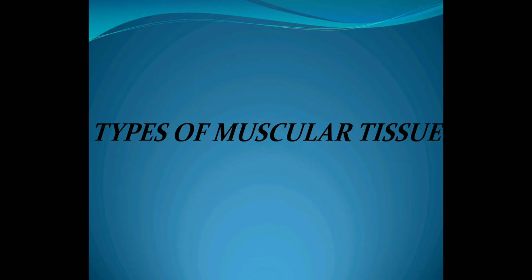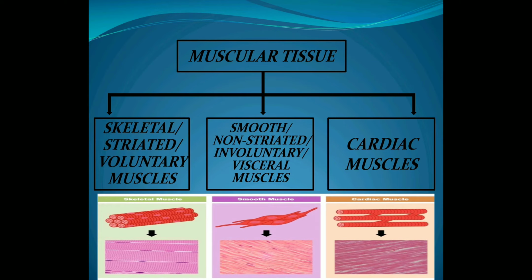Now coming towards types of muscular tissue. There are three different types of muscular tissue. They are skeletal muscles, or you can also call them striated muscles, or voluntary muscles. They are striated because they contain dark and light bands. They are called voluntary because they help in doing voluntary activities. They are called skeletal muscles because they are attached to your skeleton, or you can say bone.